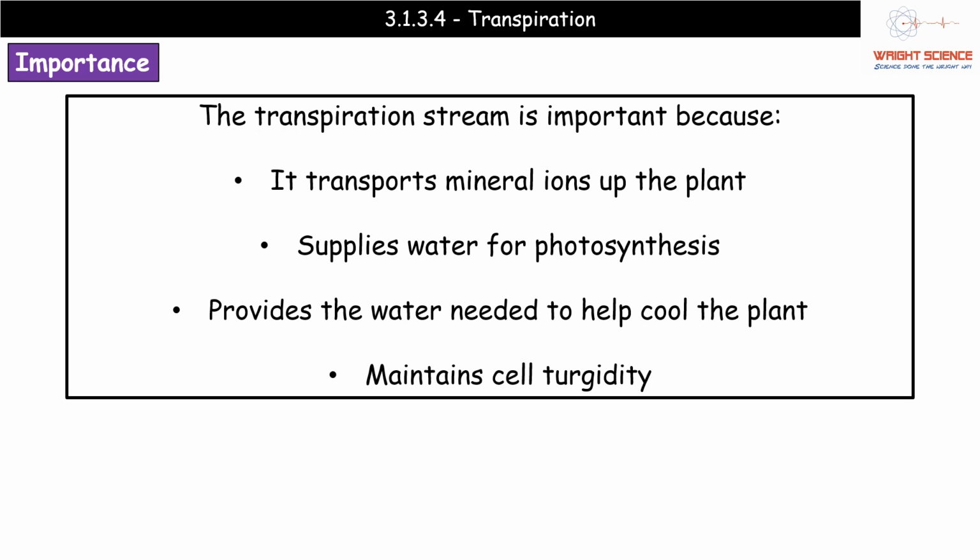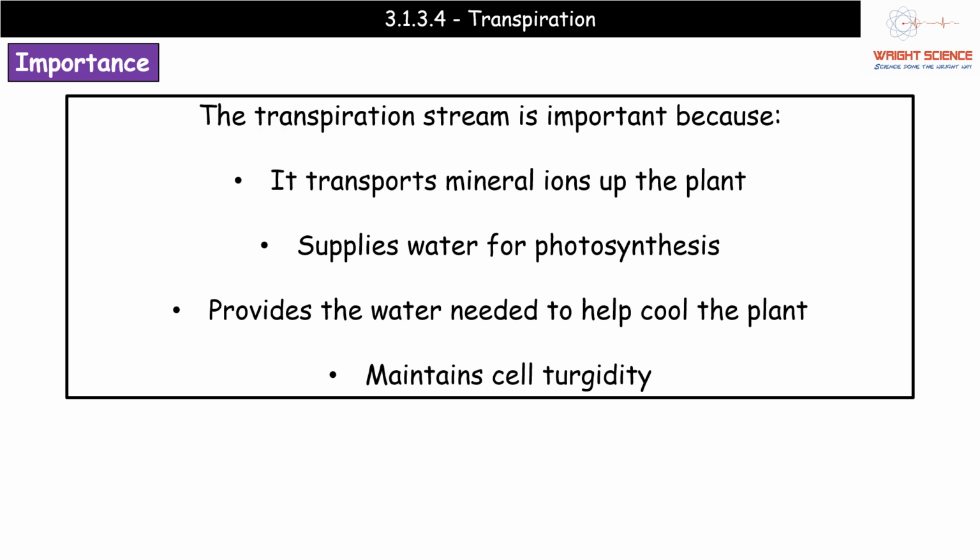When we actually think about why this whole thing is important to our plants, what we're looking at is the importance of the transpiration stream. Why do we need our plants to have this constant movement of water from the roots to the leaves? And there's really four key reasons to bear in mind here.